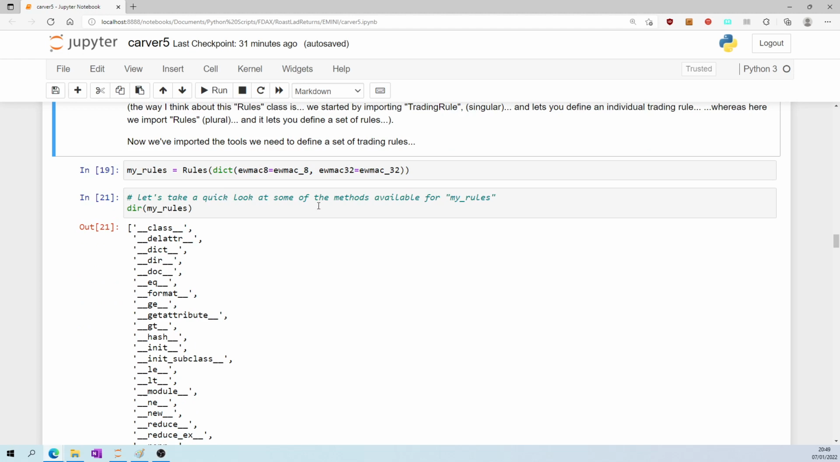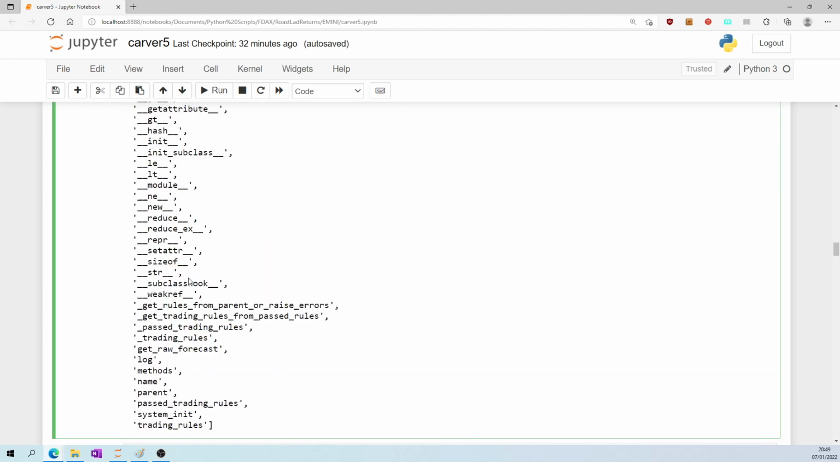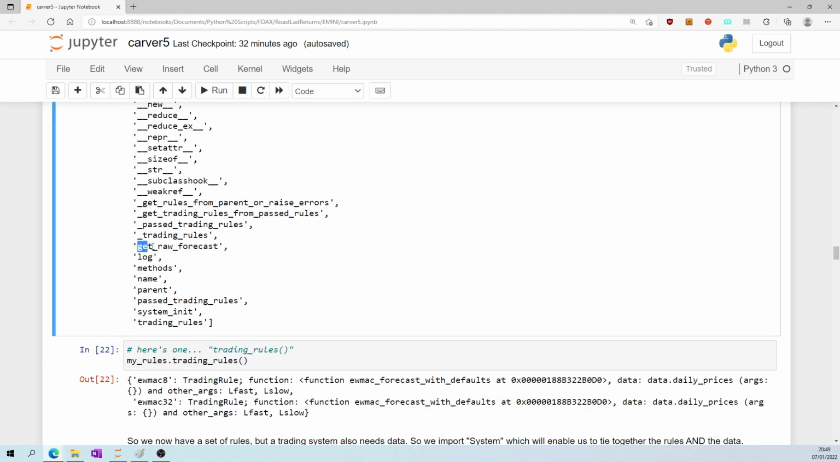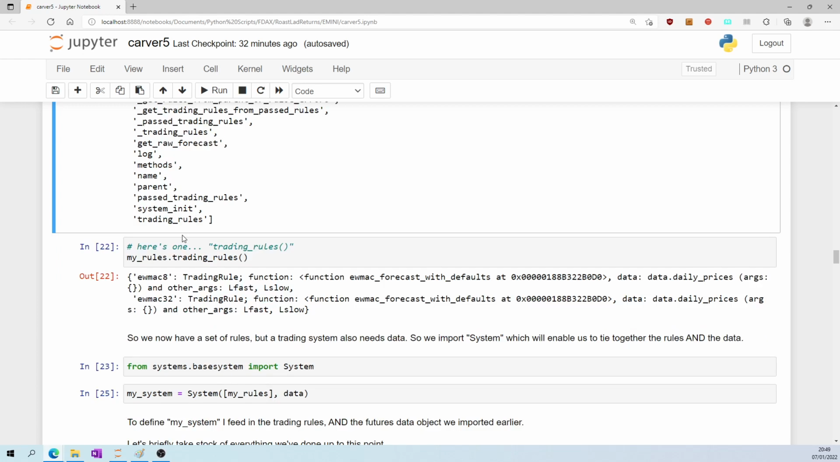Let's take a quick look at some of the methods available for this object, my rules. Directory my rules, see a long list here. I notice get raw forecast is familiar. And how about trading rules? Well, experimentally, let's try this one. my rules dot trading rules, and it spits out this, just regurgitating the two trading rules that we have added to this set of rules, EWMAC 8 and EWMAC 32.